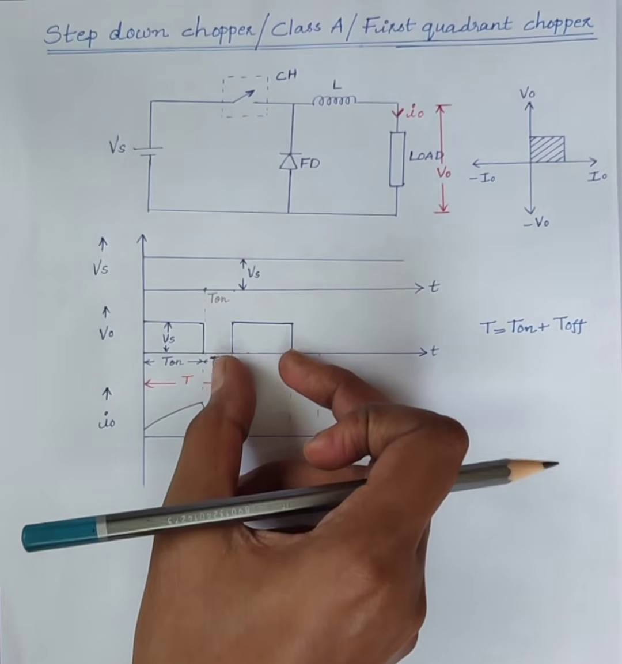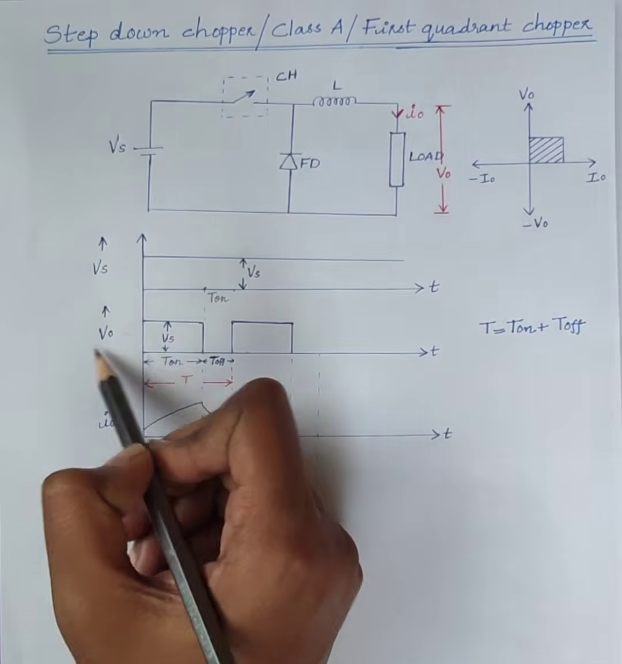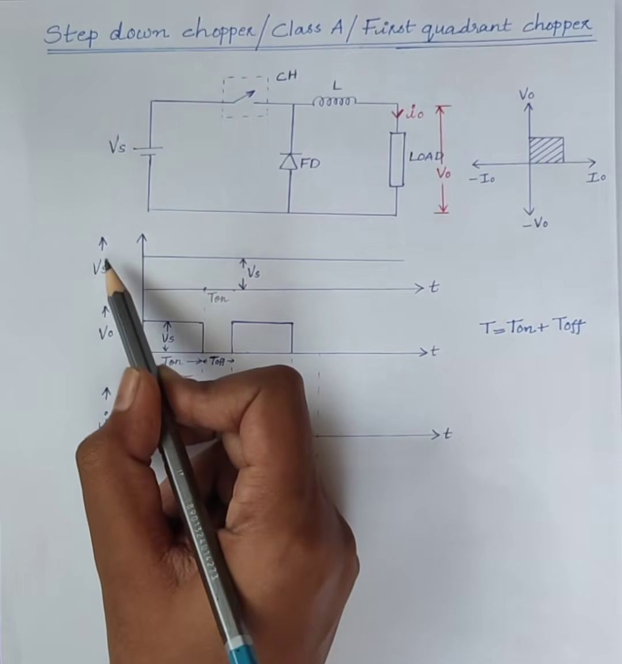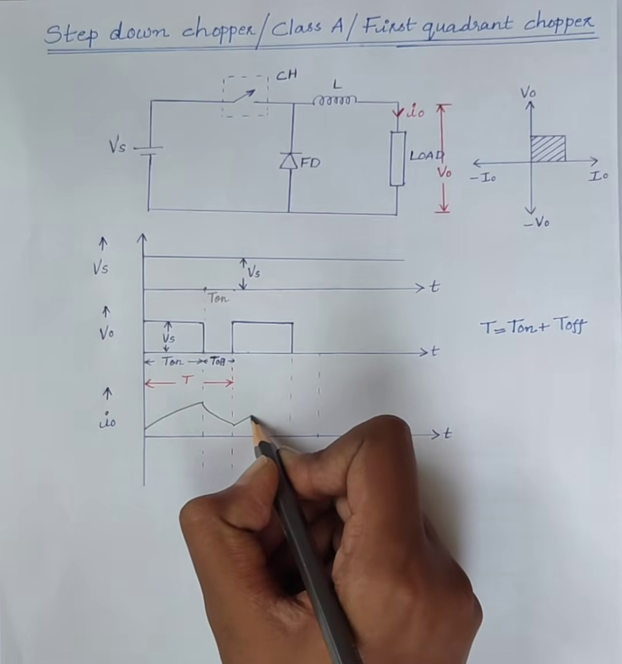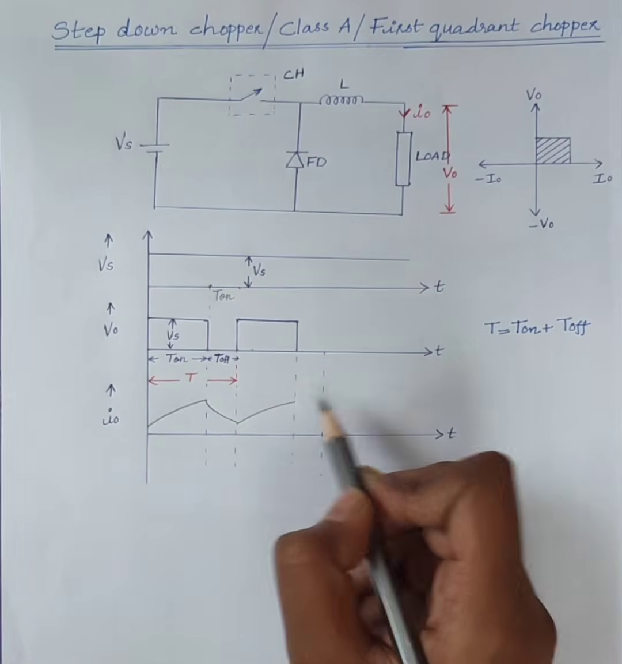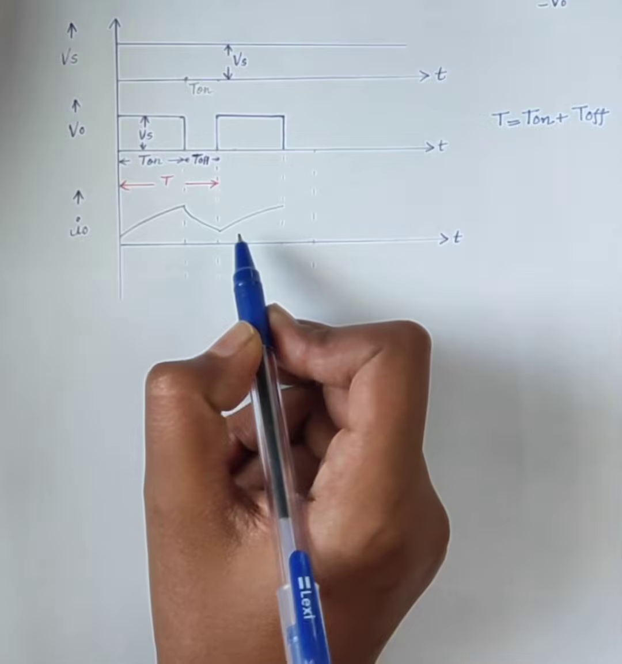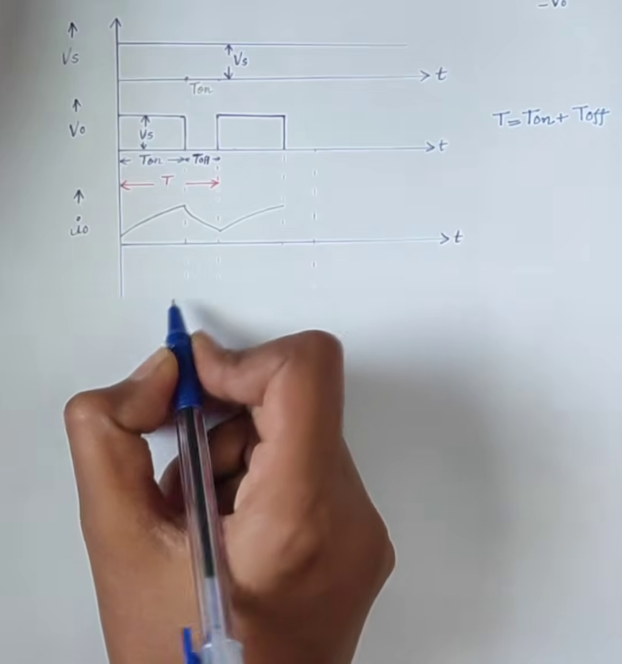Again, during this interval, the chopper is in the on state and the output voltage V0 is equal to Vs and the load current increases gradually and it continues. Next, we will derive the output voltage equation.